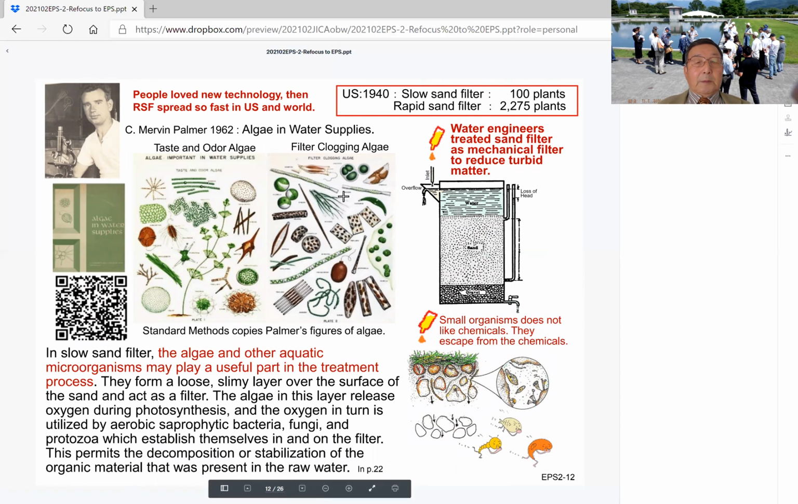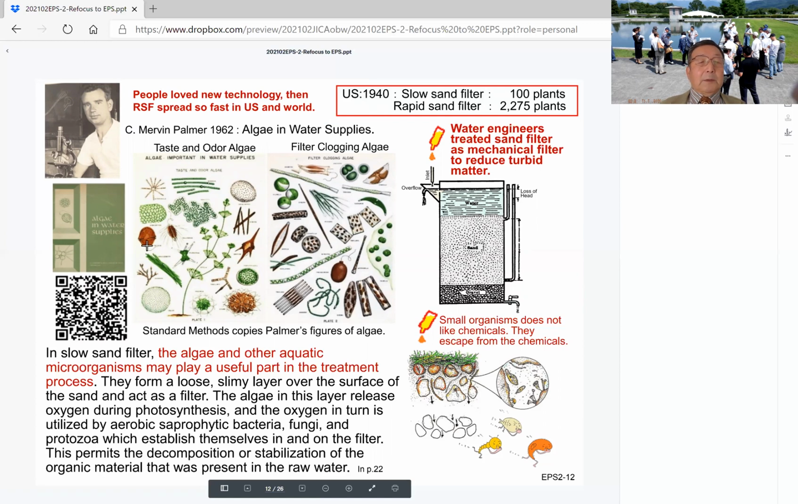As you know, the slow sand filter is also technology from the United Kingdom. But the rapid sand filter is new technology. Therefore, people love new technology. Then the rapid sand filter spread so fast in the United States and the world.